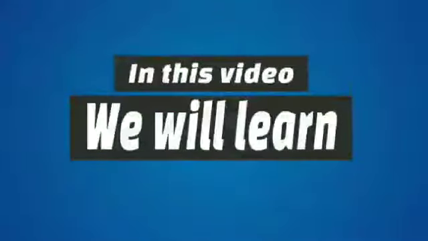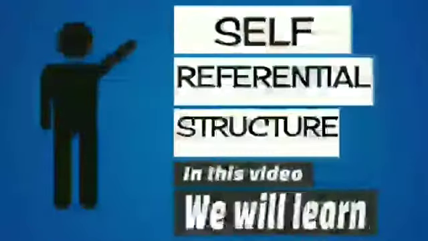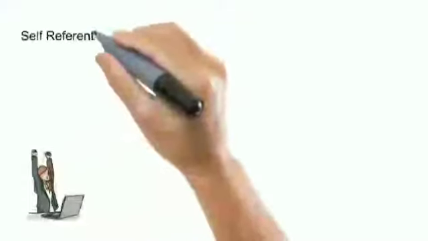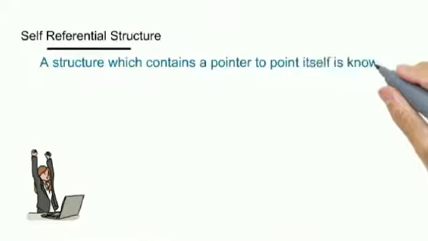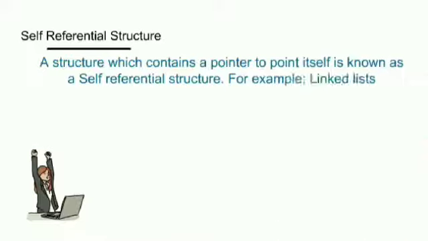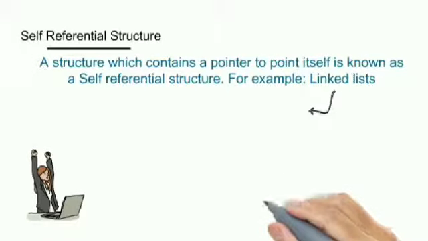In this video, we are going to learn about self-referential structure in C language. What is a self-referential structure? A structure which contains a pointer to point itself is known as a self-referential structure. One of the basic examples is linked lists. Before learning what it is, we must know about linked list.